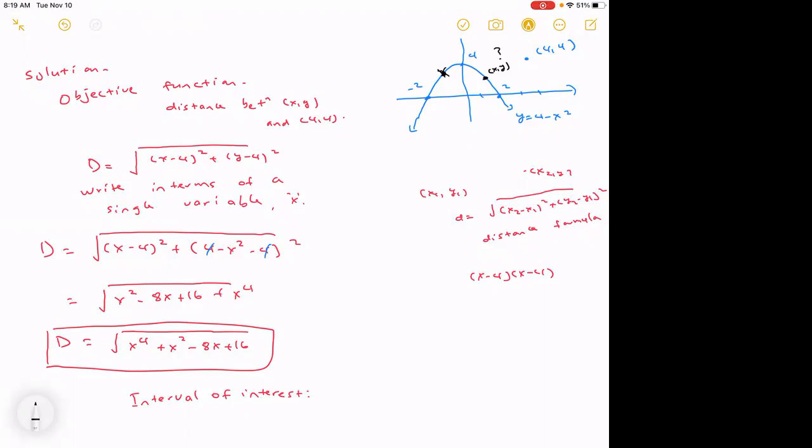Or can't we take x here? That means x is positive and y is negative. So it looks like we can take x and y anywhere we want on the parabola. So that means our interval of interest is from negative infinity to positive infinity. Do you agree with me? Just read the parabola. We can take anywhere we want.